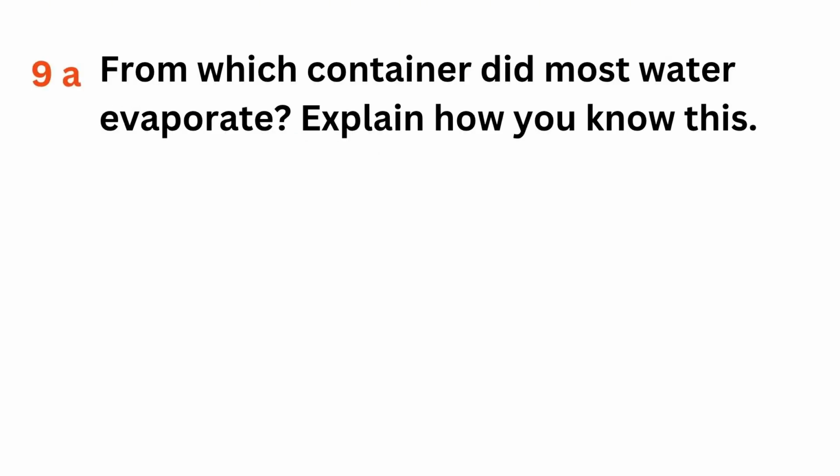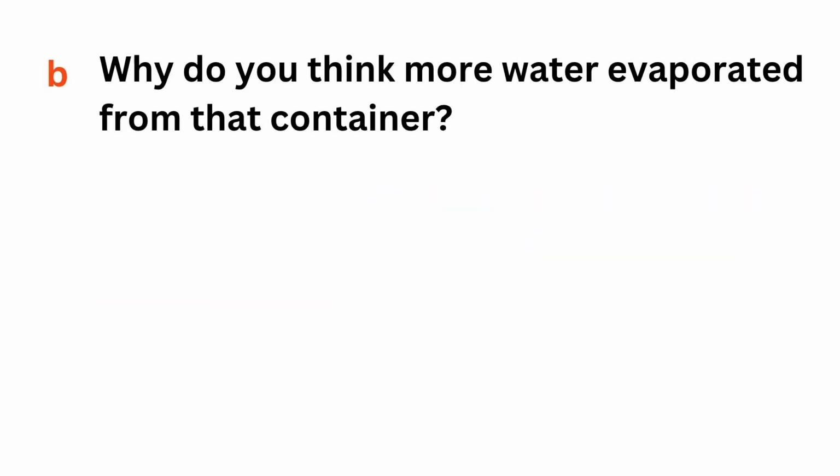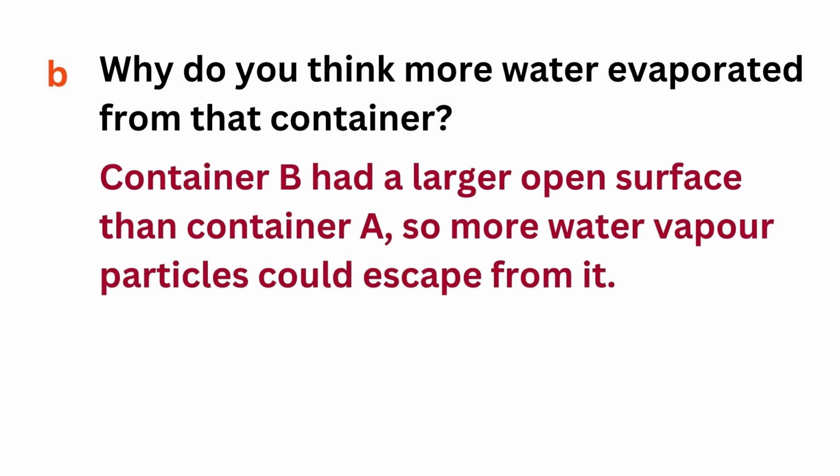Question 9a. From which container did most water evaporate? Explain how you know this. Most water from container B evaporated because there was less water left in the container at the end of the investigation. Question 9b. Why do you think more water evaporated from that container? Container B had a larger open surface than container A, so more water vapor particles could escape from it.